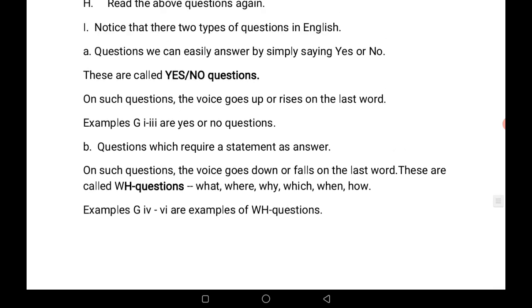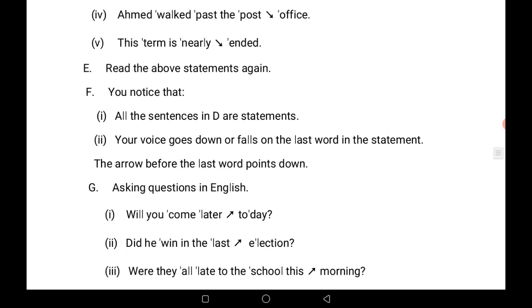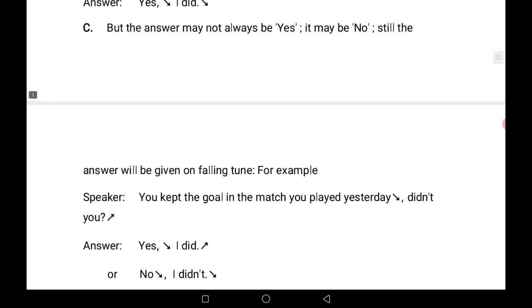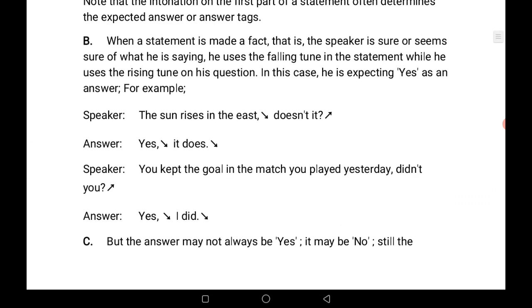Is that taken? MashaAllah. Can we briefly summarize it one more time? I told you from the beginning that the intonation on the statement usually determines the answer or the answer tag. So I started by telling you that when you make a statement of fact, your statement will have a falling tune, while your question will have a rising tune. The sun rises in the east is a statement of fact. It's not debatable. Everybody knows this. The sun rises in the east, doesn't it?